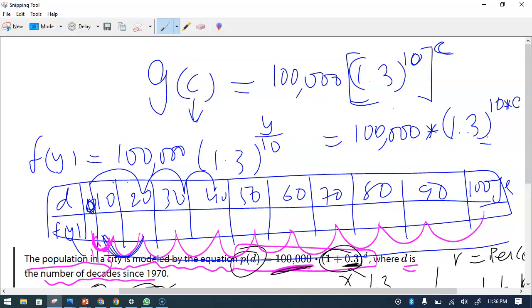So if I put C equals one century, this will be one, and you get your tens, and get back the same thing. So I hope that helps.